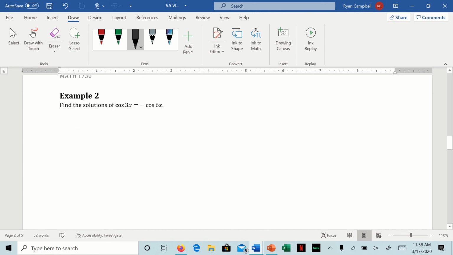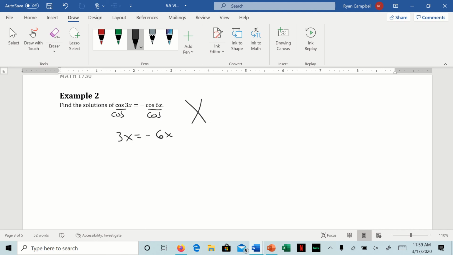Let's do some more. All right, so right now we've got cosine of 3x equals negative cosine of 6x. Now, first thing, there are a couple things you can't do, and I know some of us are going to really want to do that. What's the first step? Some people are going to just want to say, oh, let's just divide by cosine. So then we get 3x equals negative 6x. That is not correct.